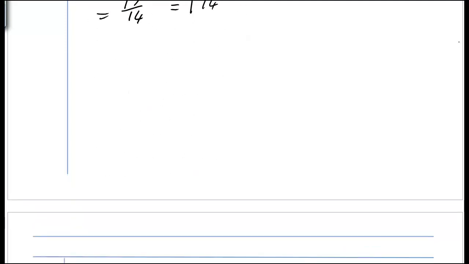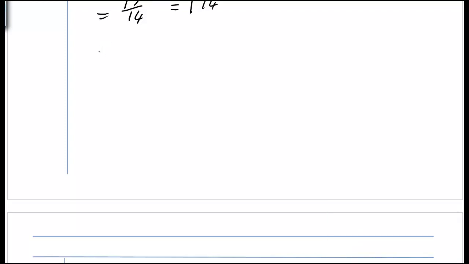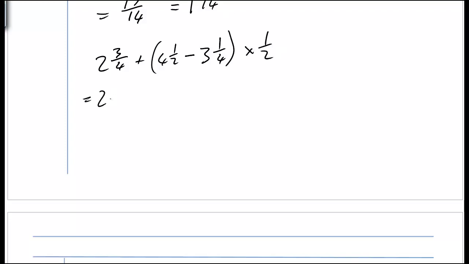Now what I'll do is let us do this one. 2 3/4 plus 4 1/2 take 3 1/4 times a half. Okay, you've got to do what's in brackets first, so you just leave everything else the same. Write these as improper fractions. So 2 times 4 is 8, plus the one on top is 9 on 2. 3 4s are 12, plus the one on top is 13 on 4.